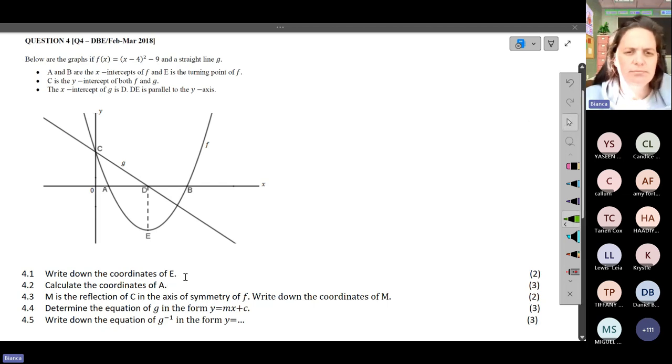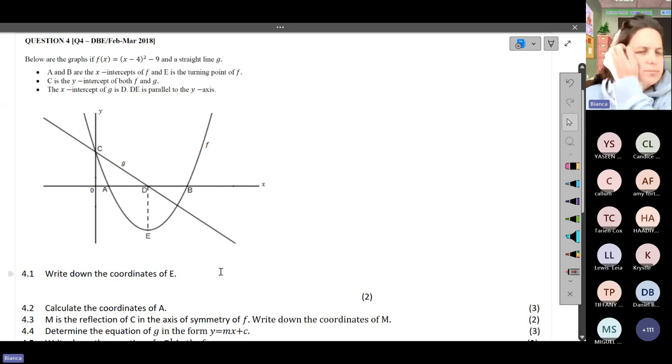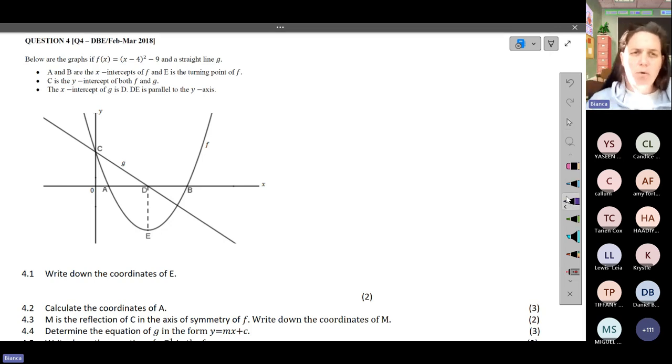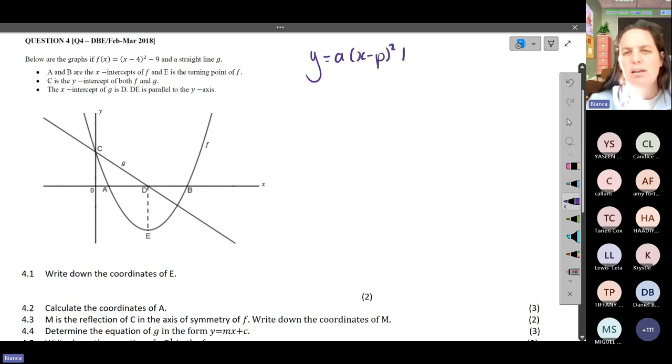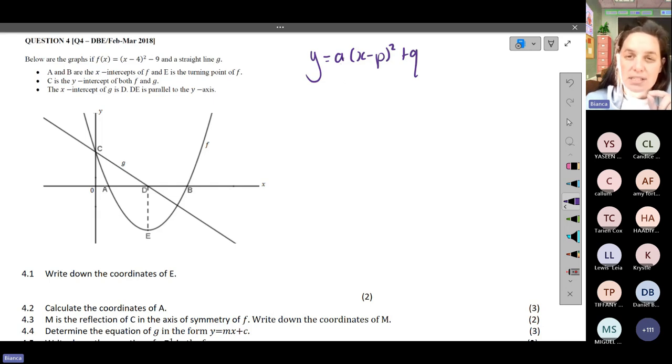Okay, so this question, they gave you the formula in the turning point form. Okay, remember you have three formulae that you need to know. This is the one where they give you y equals a(x minus p) squared plus q. All three of those parabola formulae all have one thing in common. They all have this little a. Don't forget it. Okay, the a is in front of them and they all mean exactly the same thing.